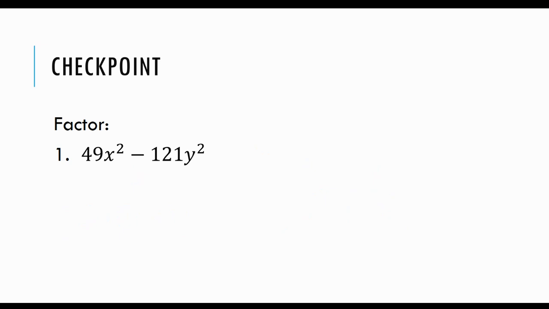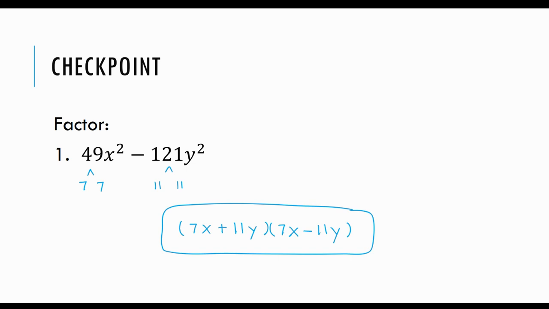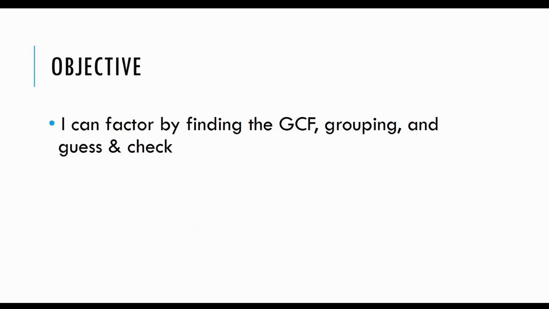Once again, pause the video, see if you can come up with this. Okay, so hopefully you noticed that there was no GCF. 49 and 121 are both perfect square numbers. 7 and 7 is 49. 11 and 11 is 121. But also realize that you had variables with both of those terms. And so that's us factoring by finding the GCF, grouping, and guess and check.